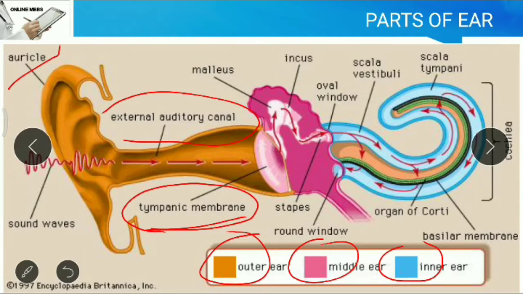It separates the outer ear and the middle ear. And in the middle ear come the 3 ossicles, that are malleus, incus, and stapes, which is also the smallest bone in our body. And in the inner ear come the scala vestibuli, the cochlea, and the organ of Corti.